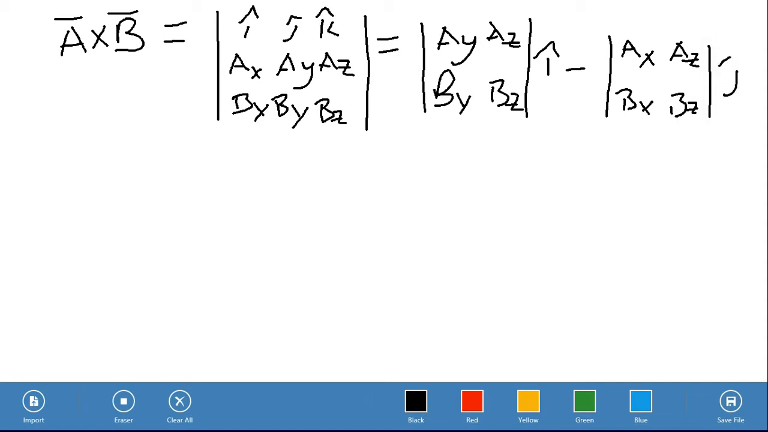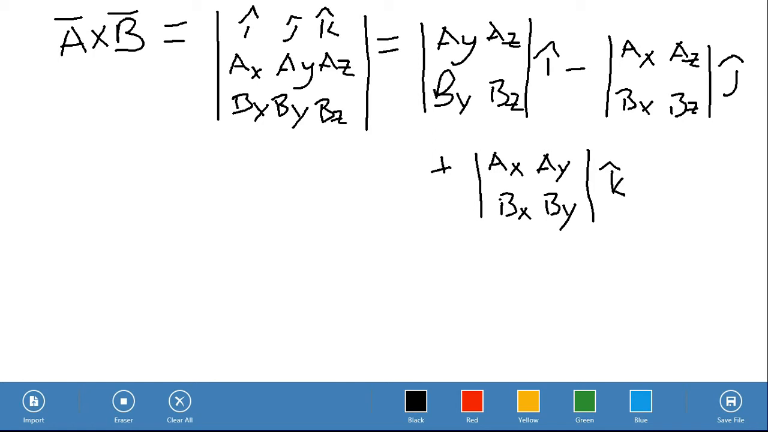And like I said, if you've never seen any of this, don't worry about it too much. It's just linear algebra. And then we're going to add this to the determinant of ax, ay, and bx, by, times the k hat vector.